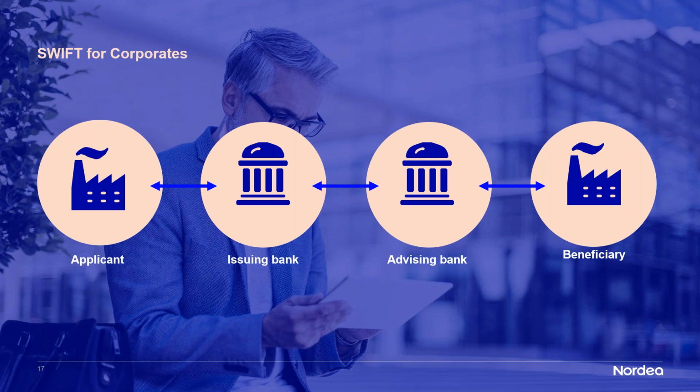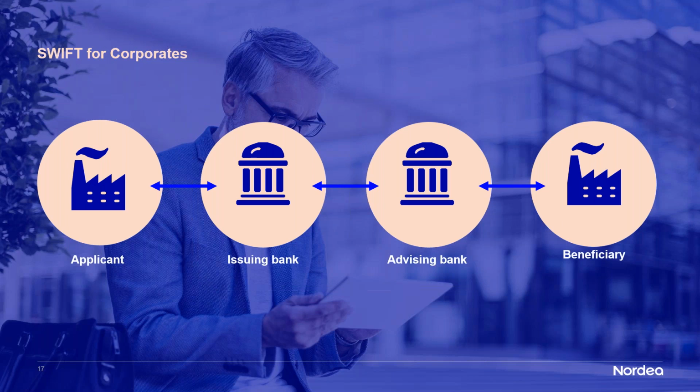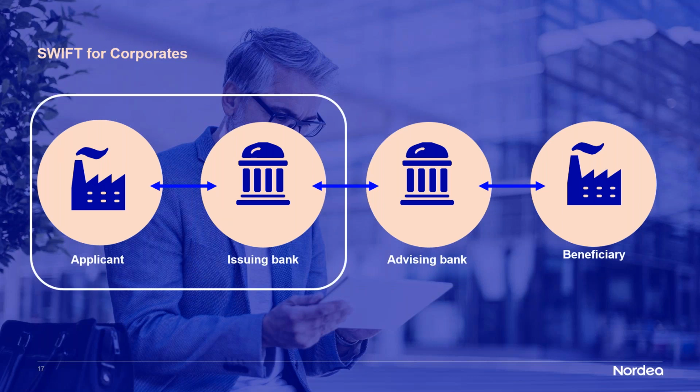But Swift can also be used for communication between banks and corporates using the MT798 formats. First, I'd like to focus on the flow between the applicant and an issuing bank. So if you are a corporate requesting guarantees from Nordea, and you're a Swift member using some multi-banking tool, then you can send us Swift messages requesting us to issue guarantees and standbys.